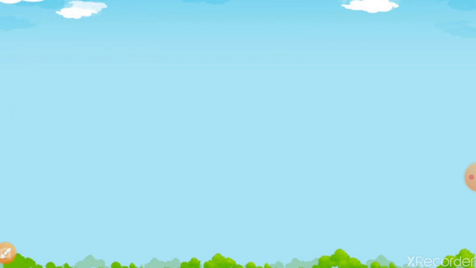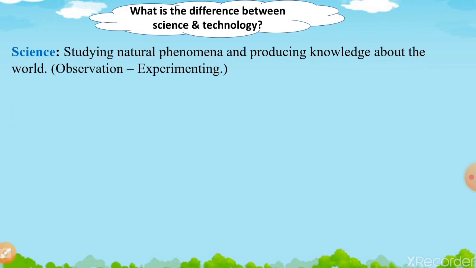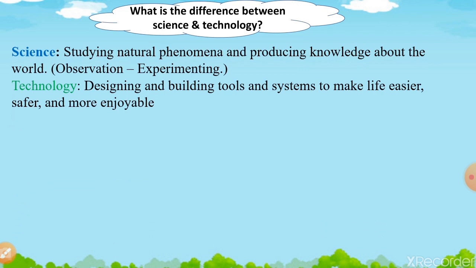So we'll get started. As we see here, we have this question: what is the difference between science and technology? And to answer this question, I have chosen for you two simple definitions or explanations. The first one is, science is studying natural phenomena and producing knowledge about the world. It's based on observation and experimenting. Technology is designing and building tools and systems to make life easier, safer, and more enjoyable.